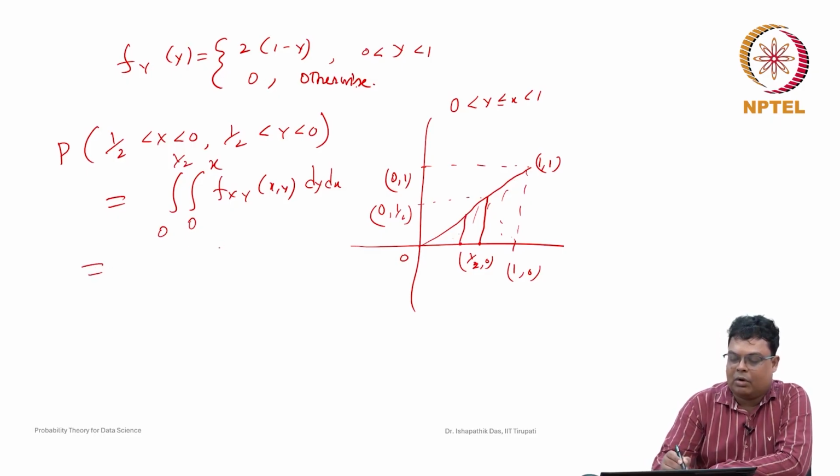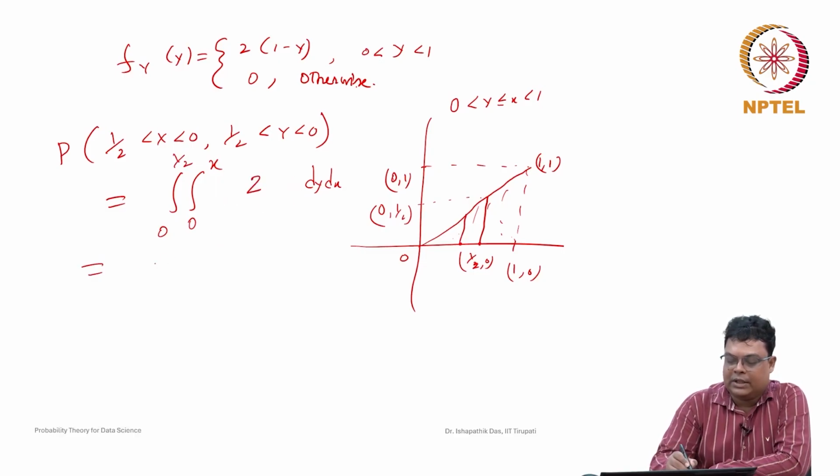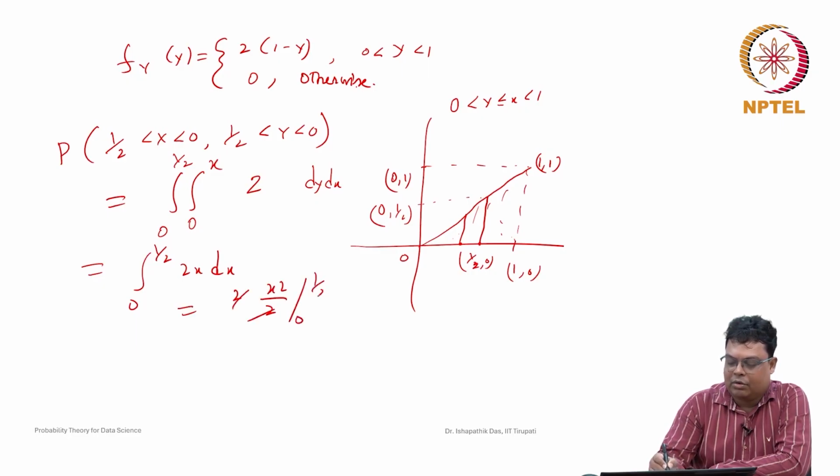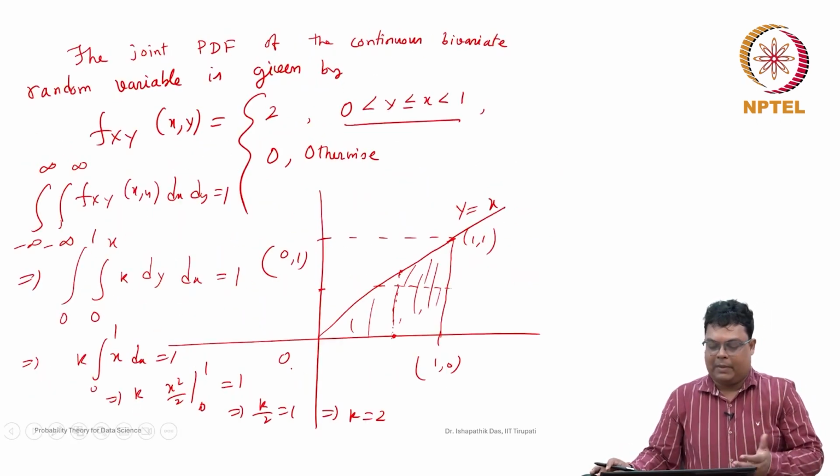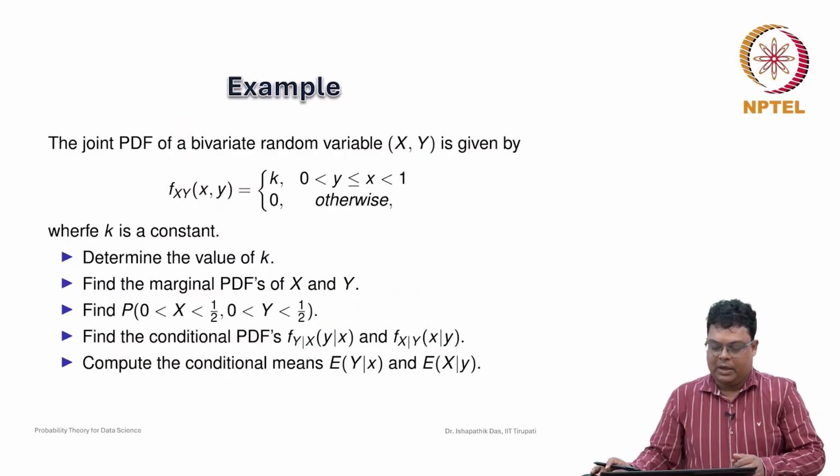Then we just compute it. The value k is 2 here, so we have the integral of 2 dy dx. This is 0 to half, the integral of 2x dx. Now 2x square by 2, the 2 cancels, from 0 to half, this is nothing but 1 by 4. So this probability is 1 by 4; earlier also we computed it, I remember this value came 1 by 4.